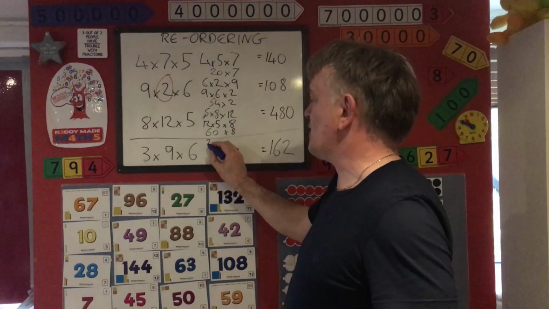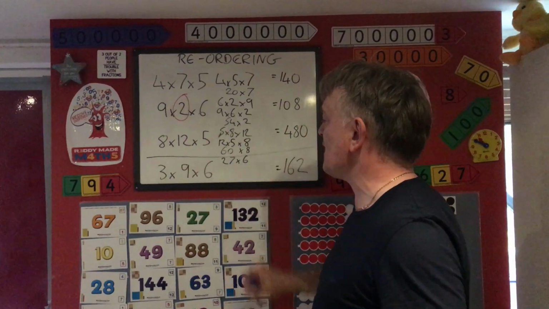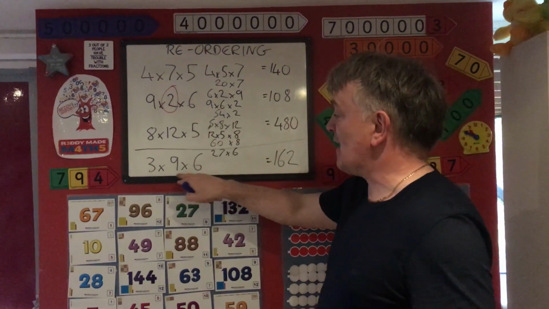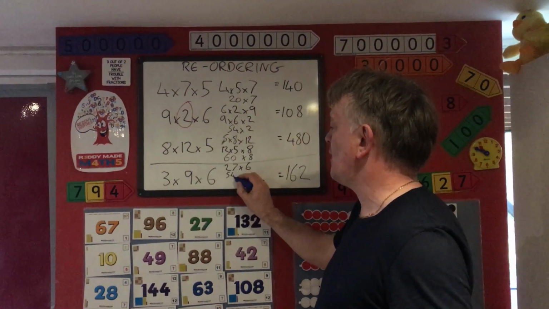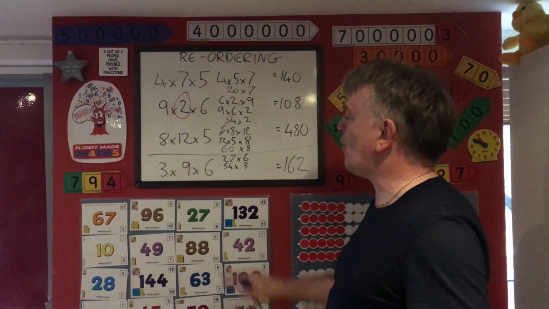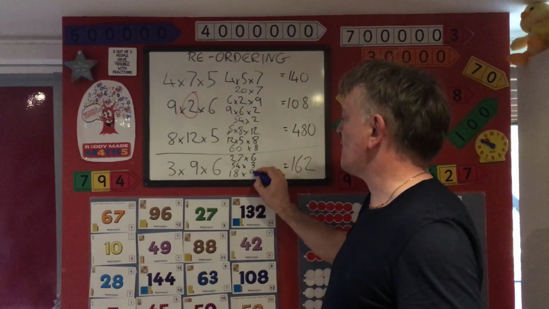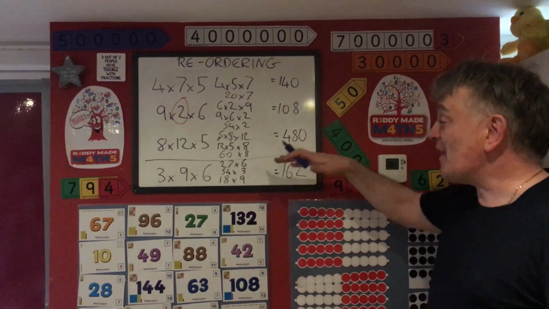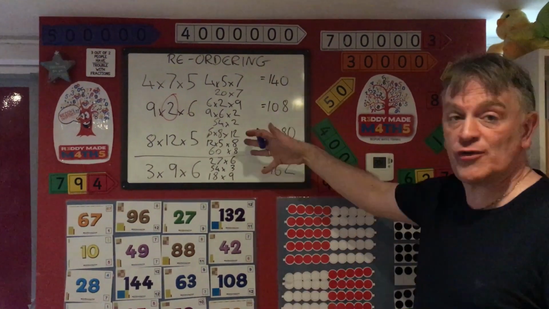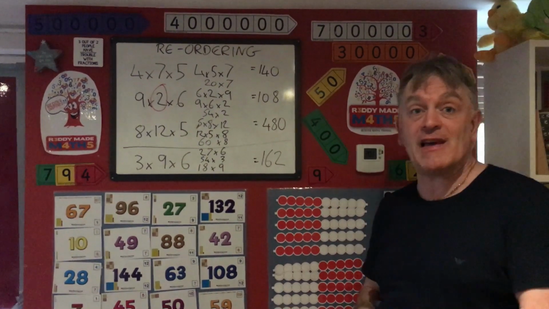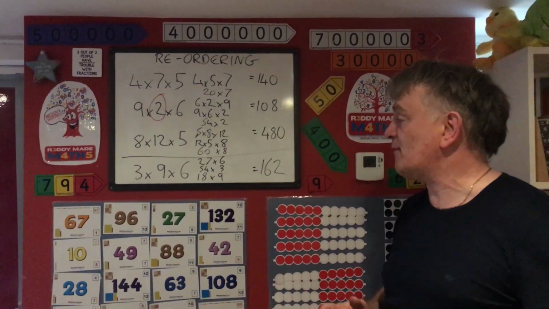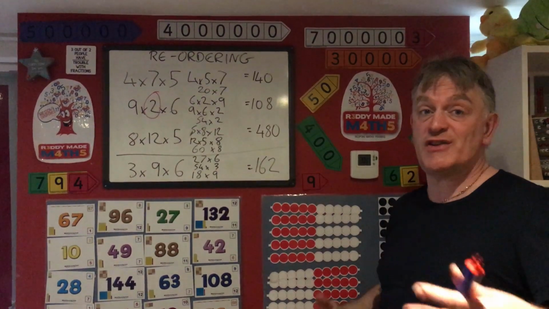9 times 3 is 27, and that's 27 times 6. I could start off with 9 times 6 is 54, and multiply that by 3. Or I could do 6 times 3 is 18, and multiply that by 9. So again, with that particular one, it's kind of which of those do you prefer? And that's the sort of activity I like to ask the children when they get to this point in year 5 and 6. You've got 3 options there, which is easier?